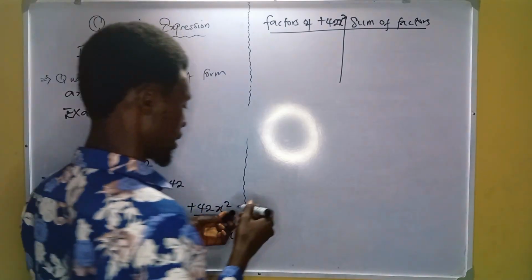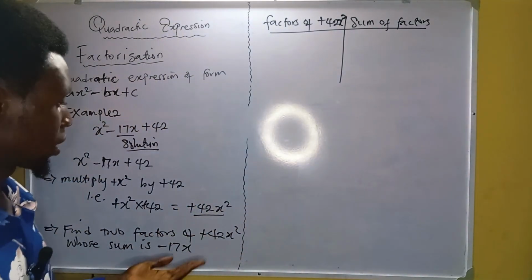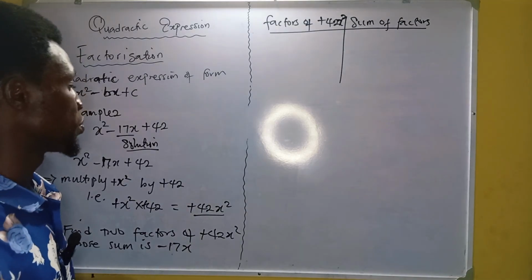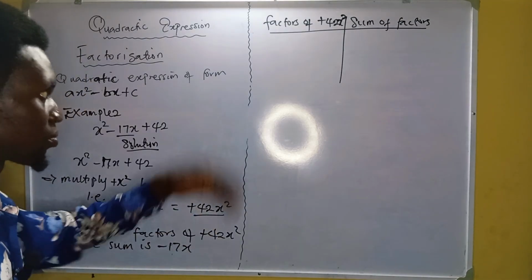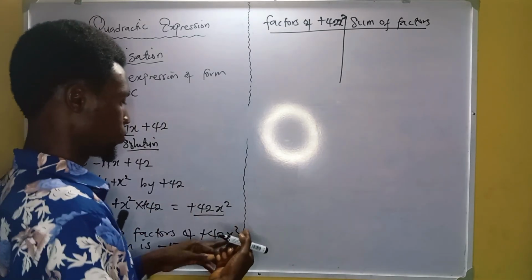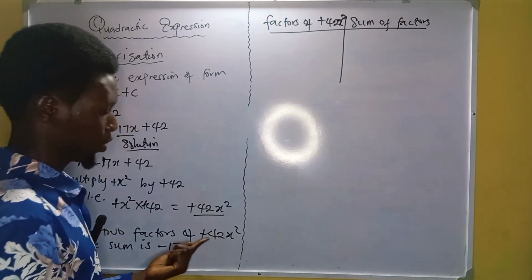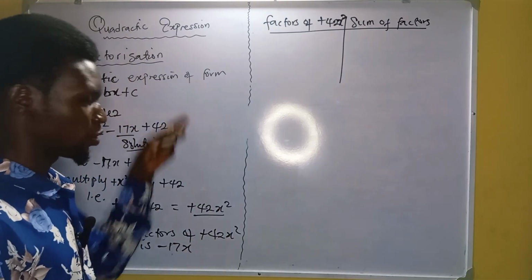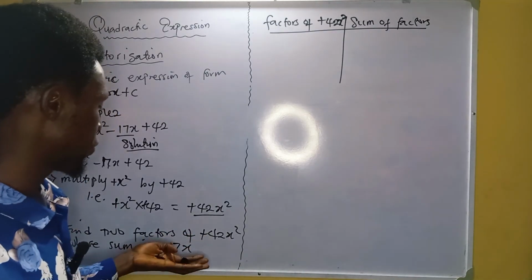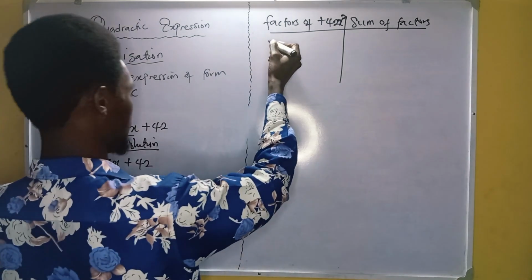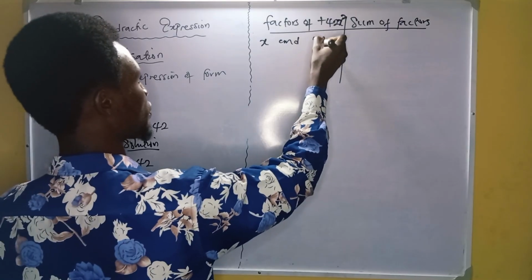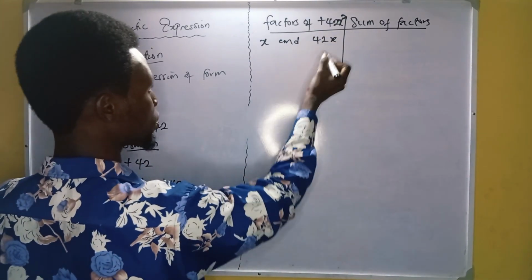If you start like that, after some time you will just get conversant with some factors of numbers. You may just look at it and tell the answer without doing anything. All right, so we are going to list all the possible factors of 42, all the two numbers that can be multiplied together to get 42. So the first one is 1 and 42.